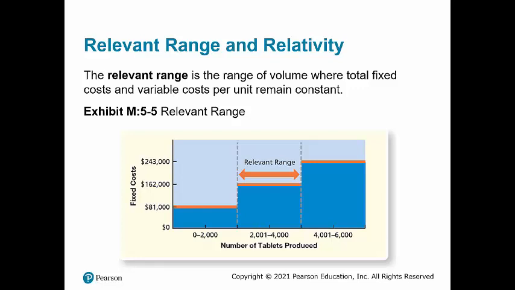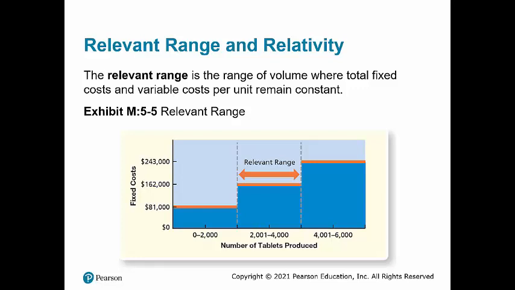It's important to remember, though, that fixed cost, and even to some extent variable cost, will remain constant only over what we call the relevant range. In this graph, we see the fixed cost for Smart Touch Learning over 3 different relevant ranges. If the company expects to produce 2,400 tablets next year, the relevant range is between 2,001 and 4,000 tablets, and the managers will plan for a fixed cost of $162,000.